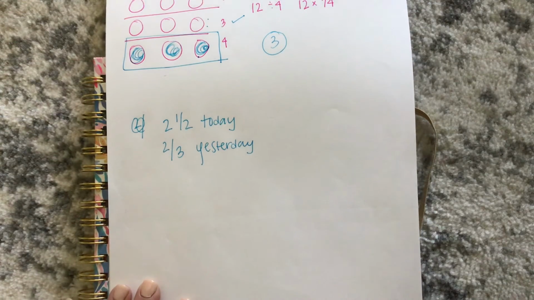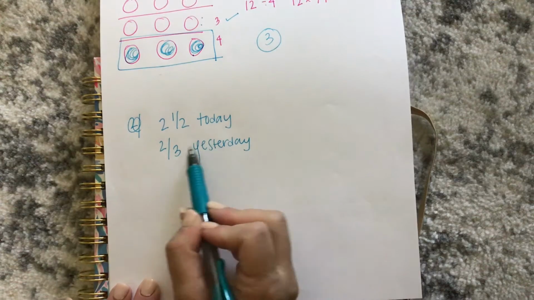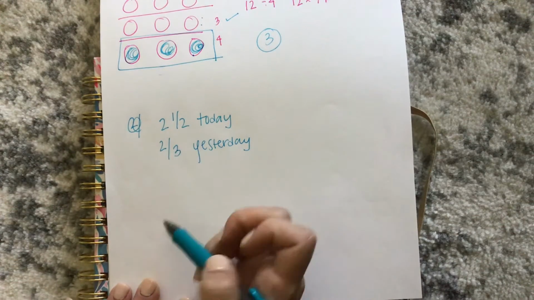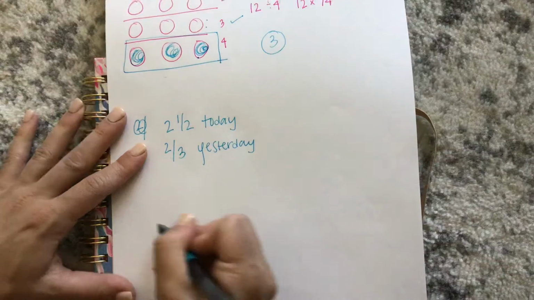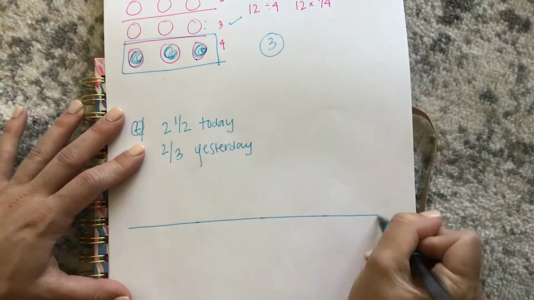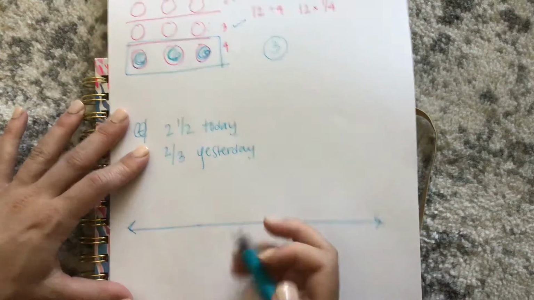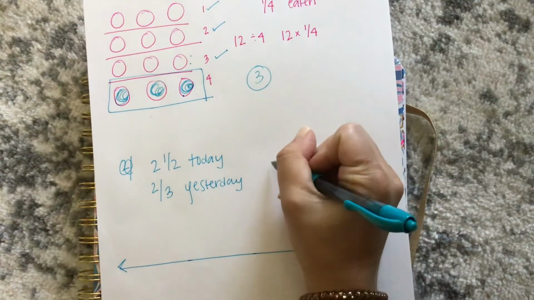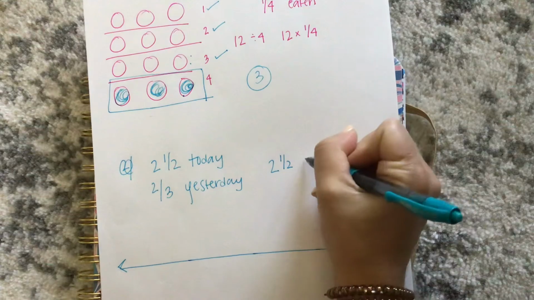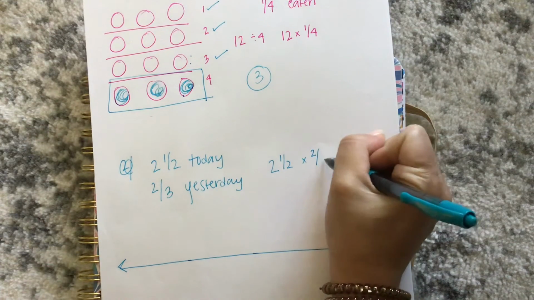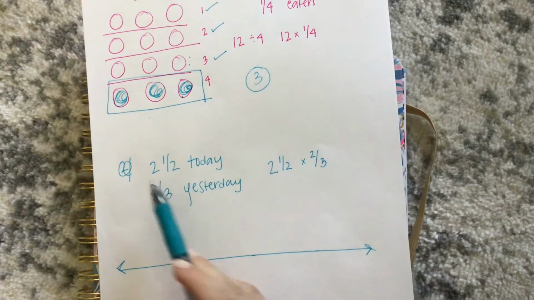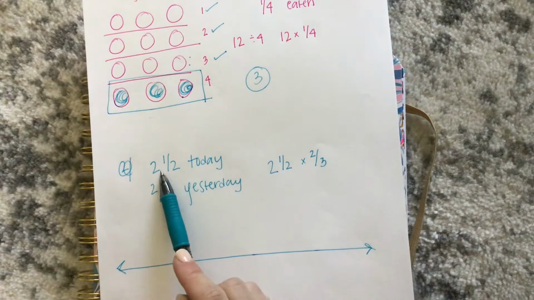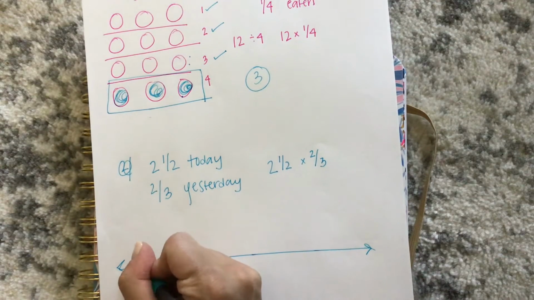So we are going to solve for what she ran yesterday. So 2/3 of 2.5, and we are going to solve this using a number line. So I'm going to draw my number line. Looking at this problem as multiplying fractions, we are looking at 2.5 multiplied by 2/3.